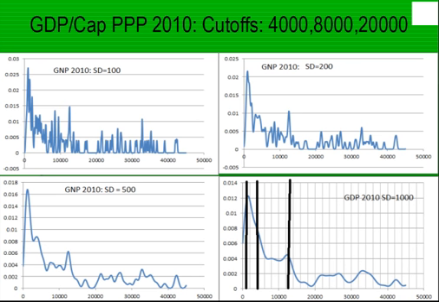If we look at the last chart, which is the smoothest one, the largest window size with SD 1000, the black lines here are the divisions that the World Bank is making, which is 1,000, 4,000 and 12,000. So these are the lines at 1,000, 4,000 and 12,000. 1,000 and 12,000 correspond to peaks, but the 4,000 is sort of in the middle. It's not really a nice way to divide the data.